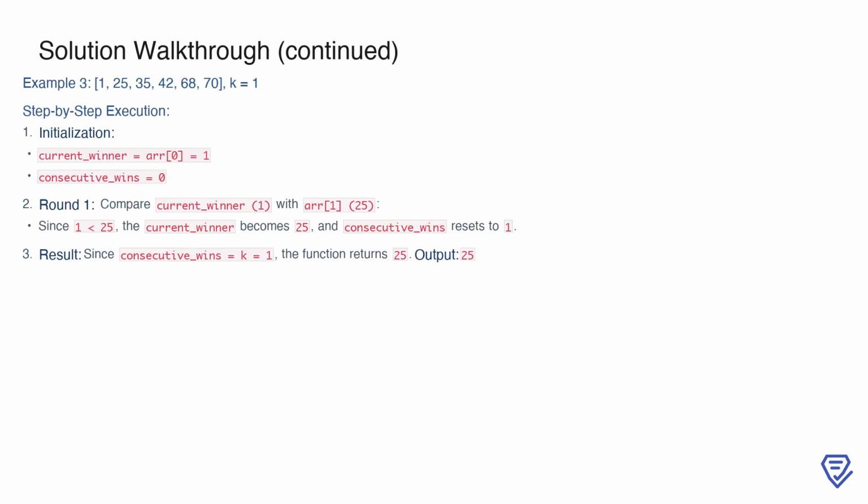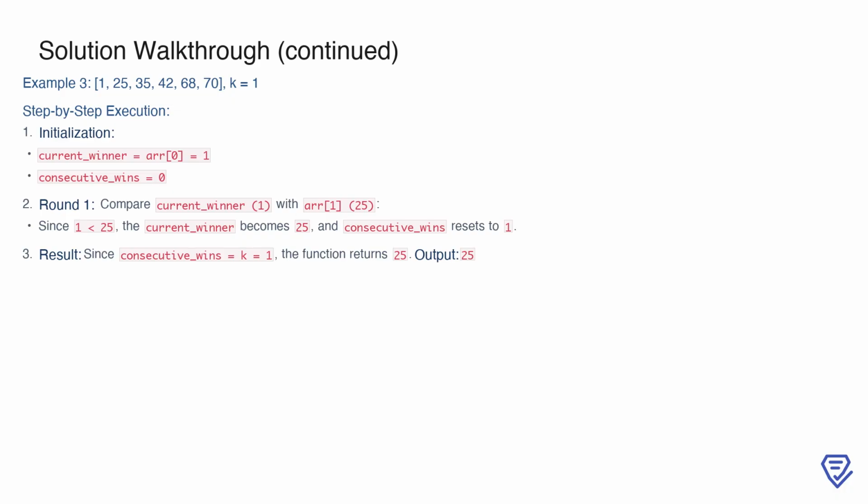Finally, in example 3, the array is 1, 25, 35, 42, 68, 70, and k is 1. We begin by initializing current_winner to the first element, 1, and setting consecutive_wins to 0.